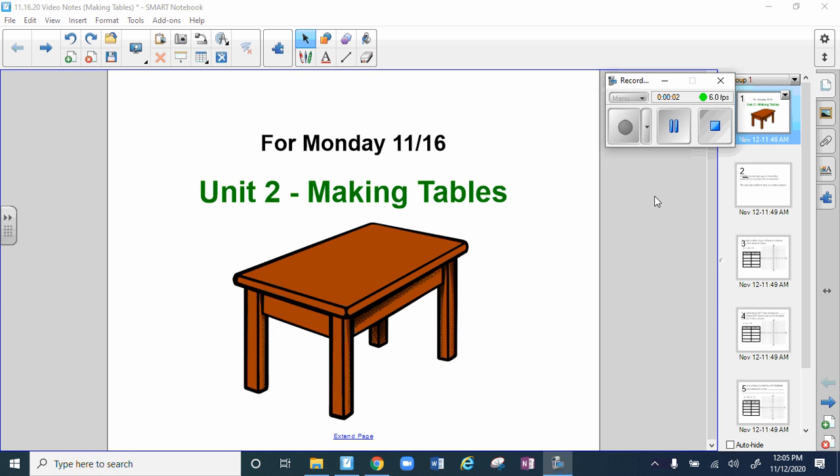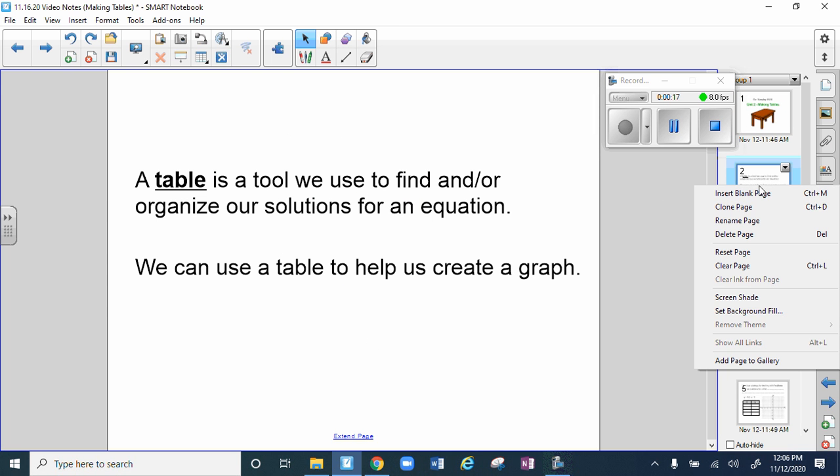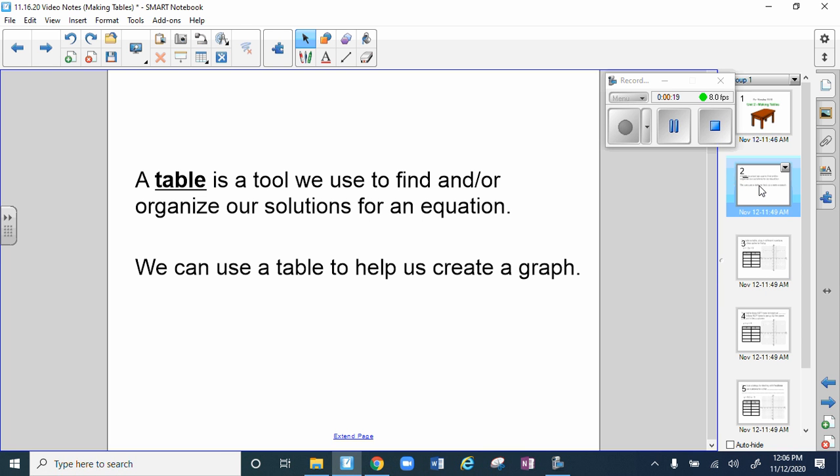All right, this is your video for Monday's class where we're going to talk about making tables. Not this kind of table, our kind of tables. So a table is a tool that we can use to find and or organize our solutions for an equation. We can also use a table to help us create a graph. So we're going to do both of these things today.